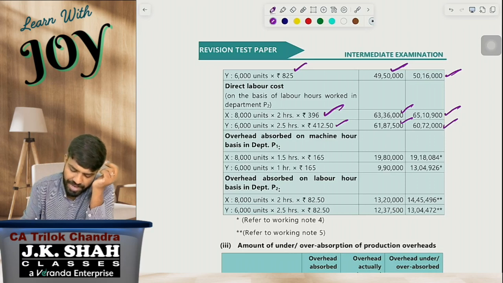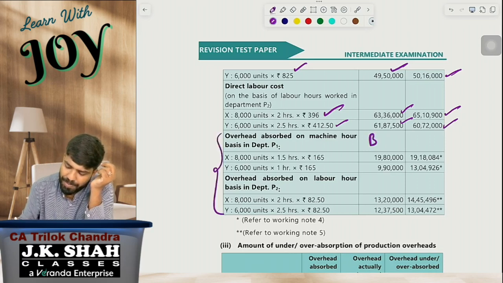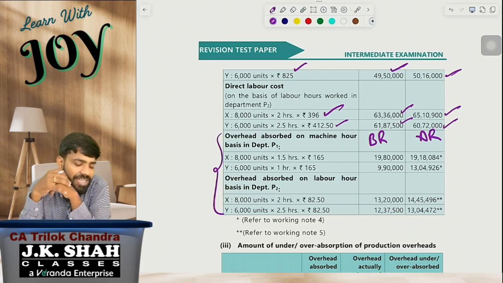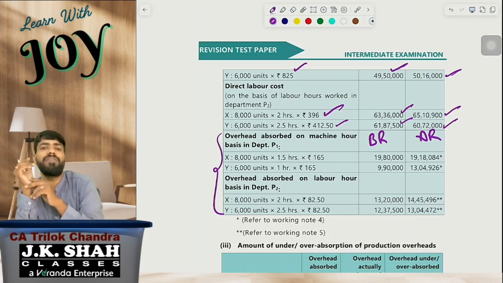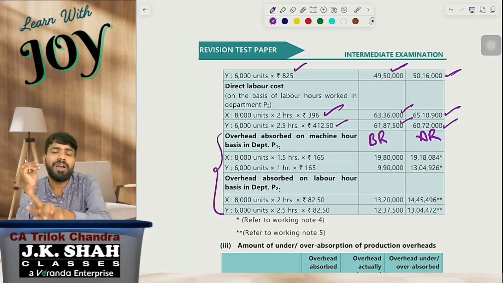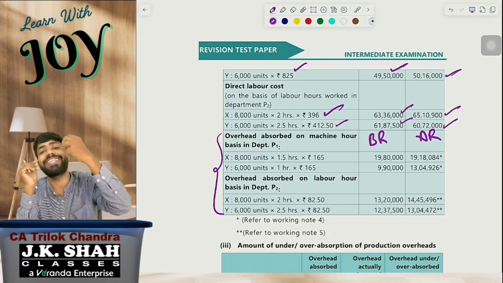Please understand, when it comes to overheads, budget is using budgeted rate, actuals is using actual rate. Is the actual rate given in the question? Absolutely no. They have given the production department, service department actual factory overhead incurred. Now what we need to do? Service department cost should be apportioned to production departments. Then using the actual overheads, we need to calculate the actual rate.